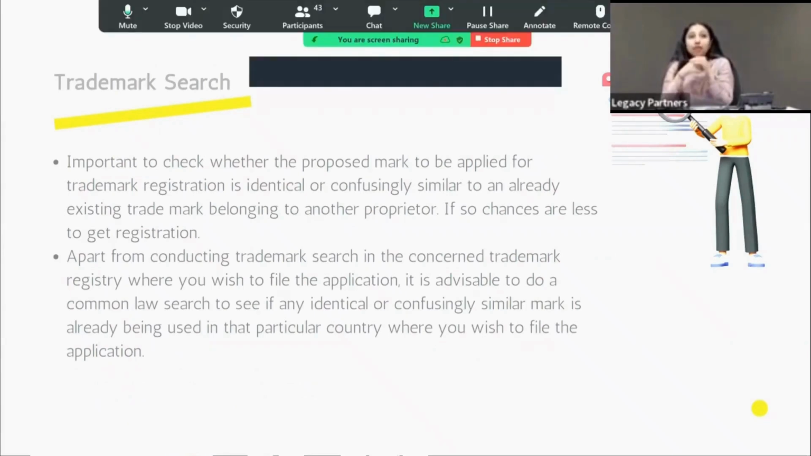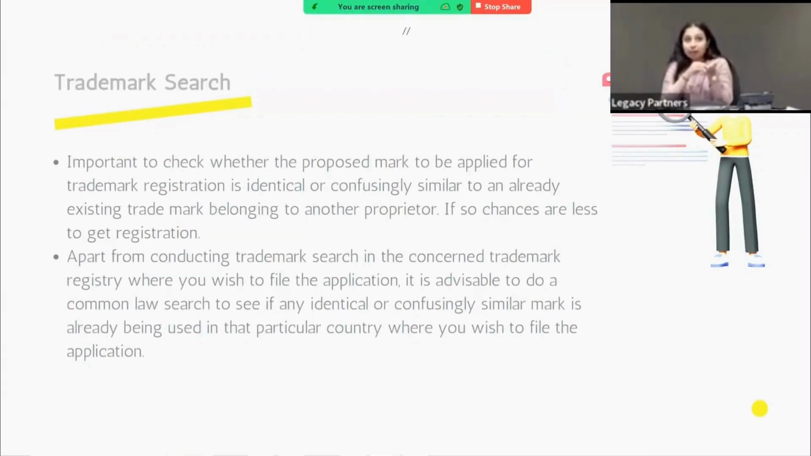Apart from conducting the trademark search in the registry where we want to file the application, it will also be appropriate if you can have a market search with respect to the name in which you would want to apply for trademark registration. So conducting a trademark search in the registry and also conducting a market search is advisable before filing a trademark application, be it in any jurisdiction.